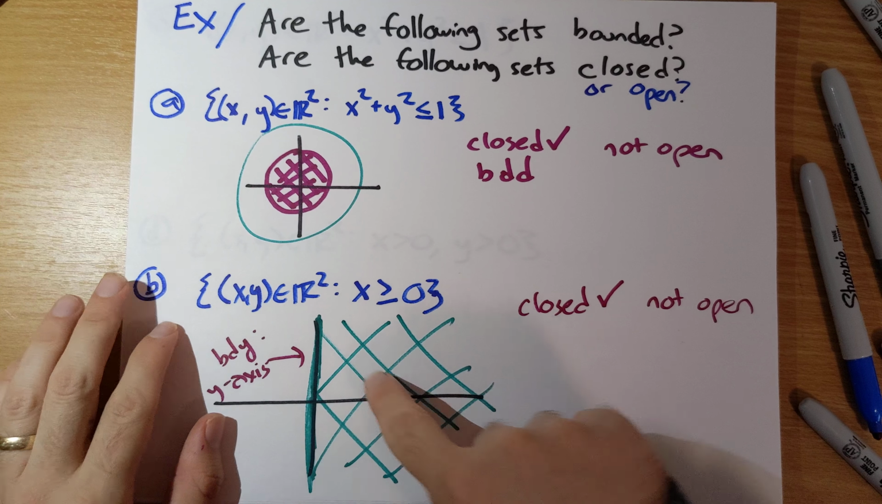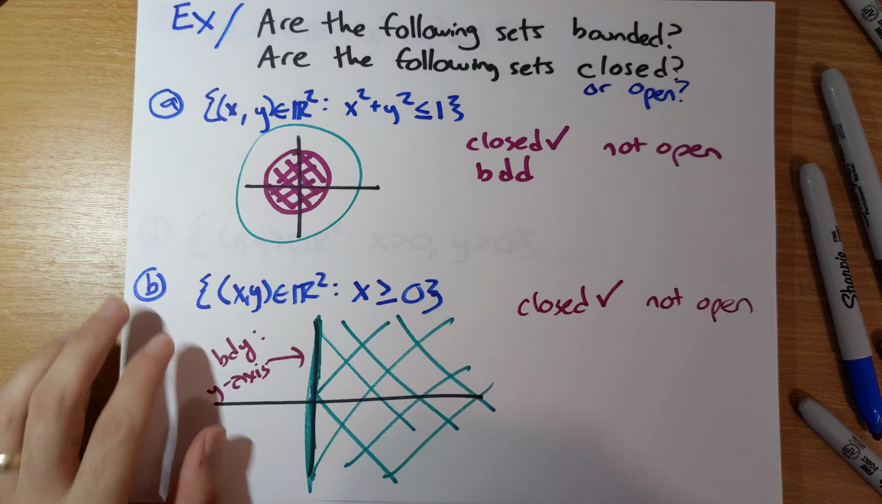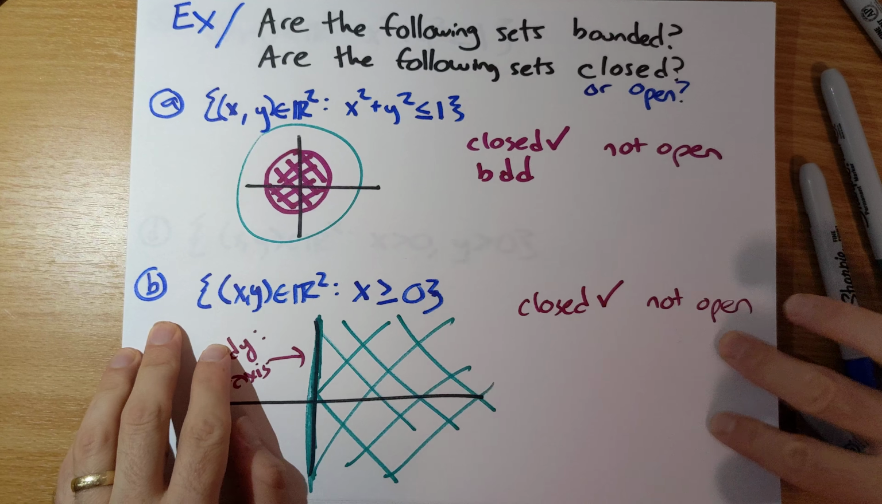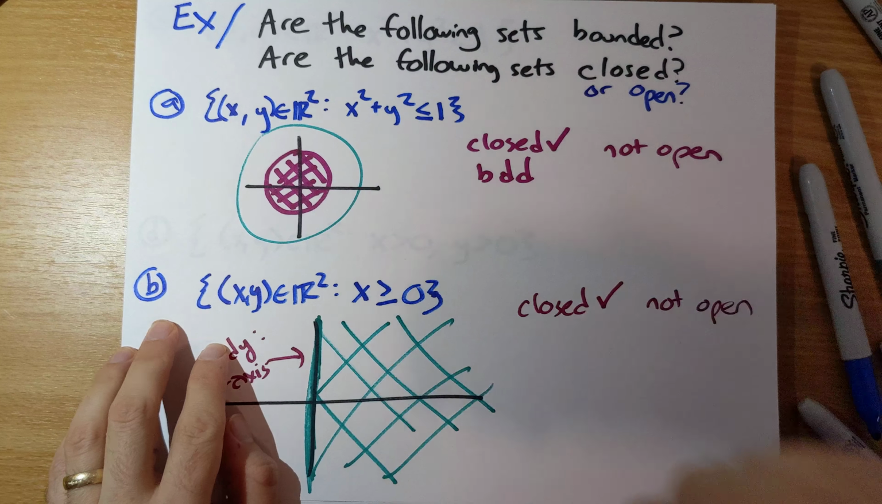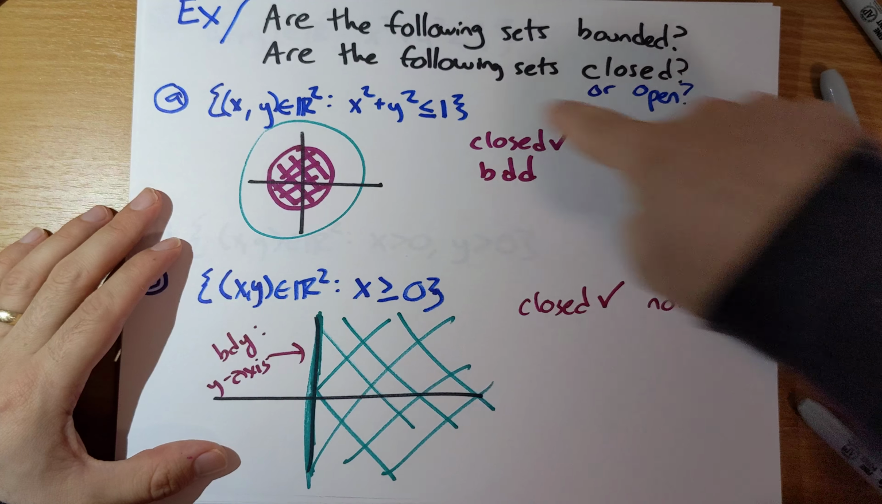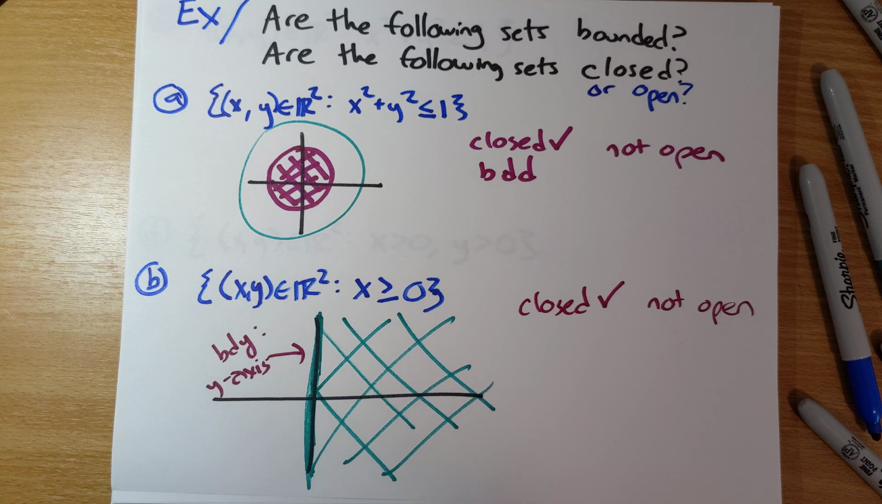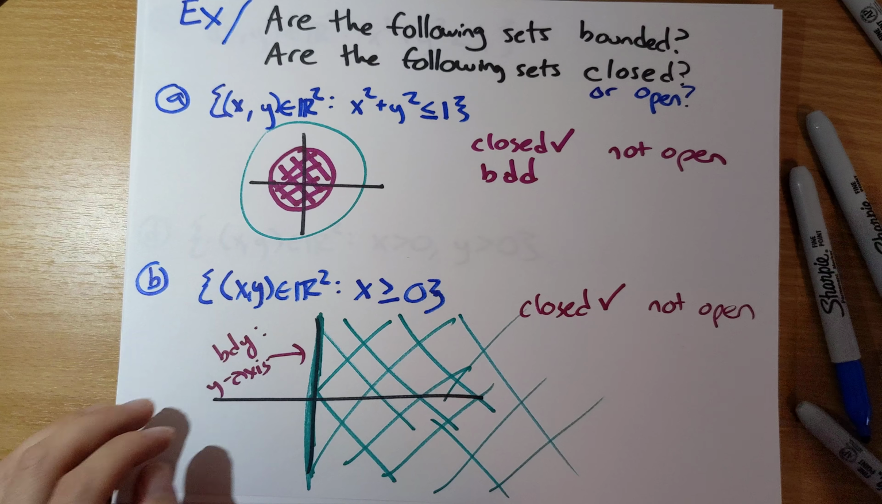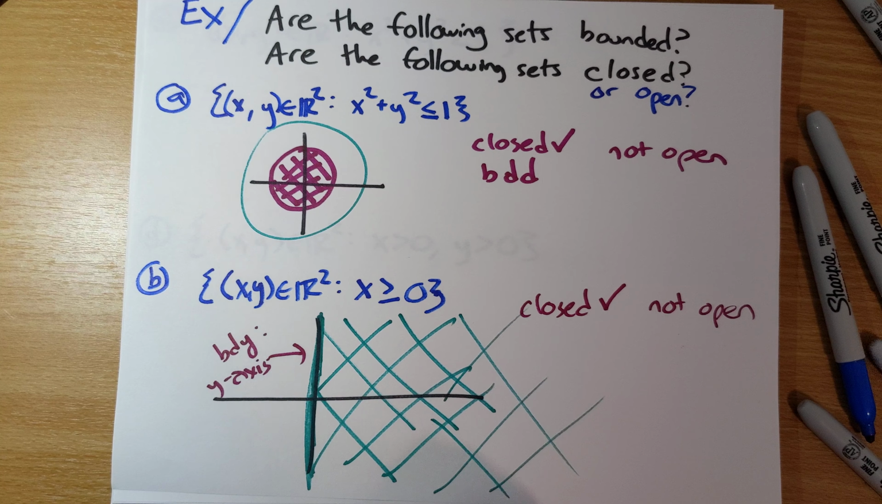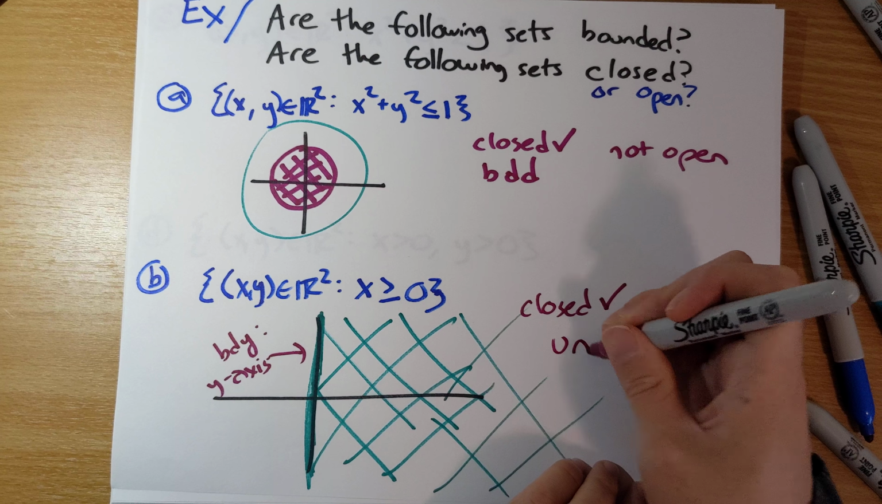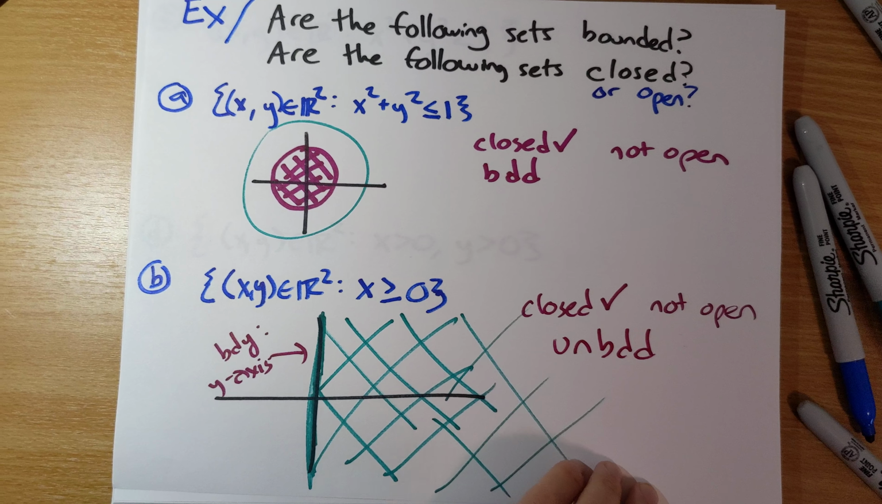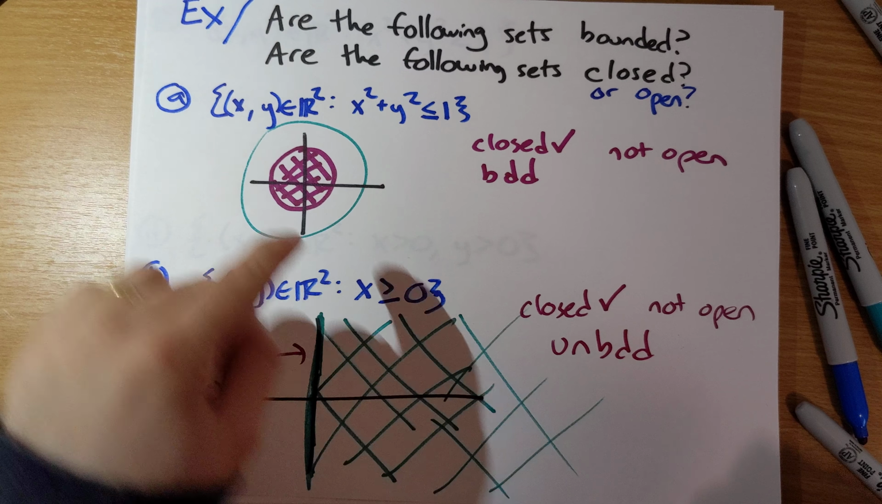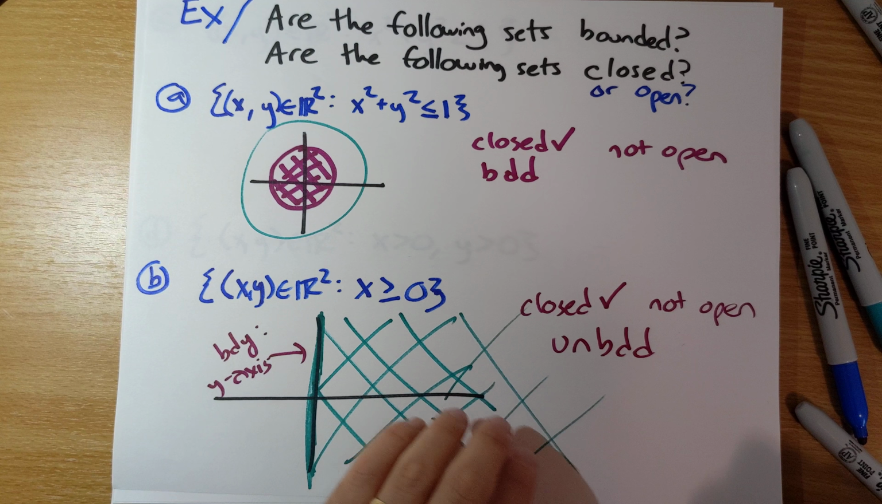Is it bounded? Well, this is going off to infinity, this is going off to infinity, this is going off to infinity. I can't draw a circle big enough to encapsulate everything that we have here, because it's going off to infinity, so this is unbounded. So this is closed and bounded, this is closed but unbounded.